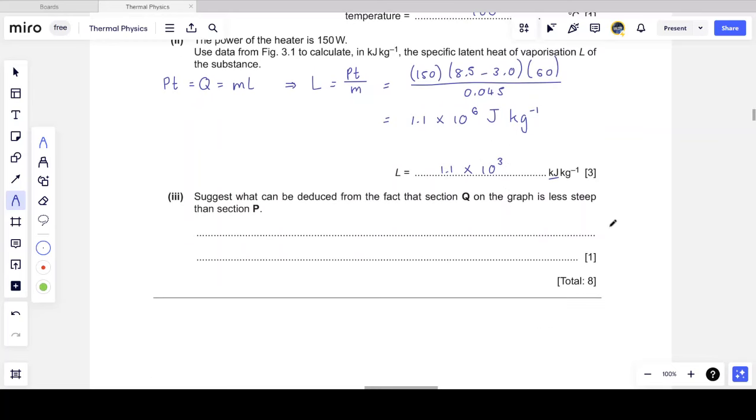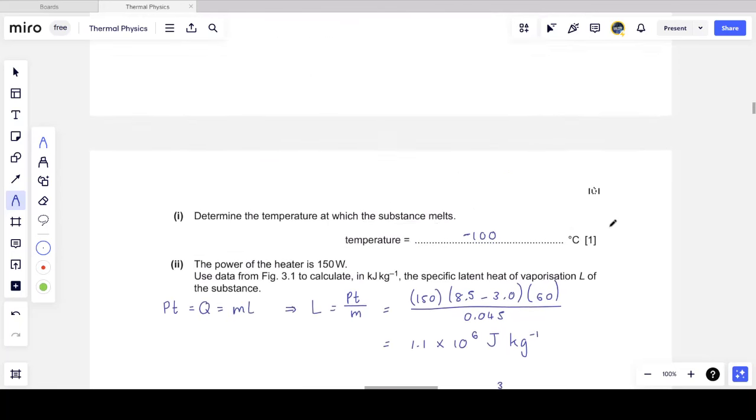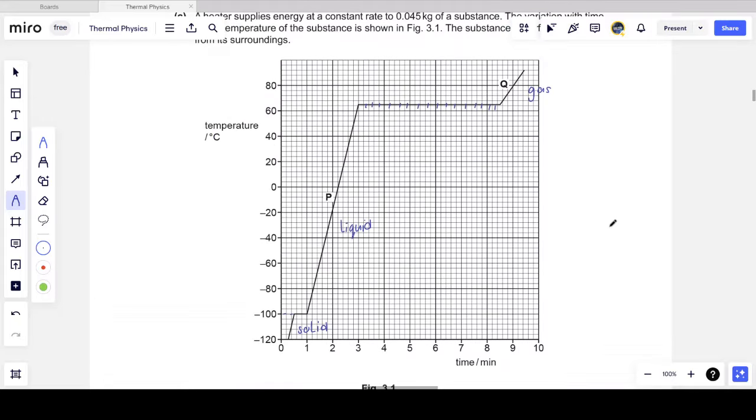Next, they want us to suggest what can be deduced from the fact that section Q on the graph is less steep than section P. So Q is when the substance is in gaseous form, and P is when the substance is in liquid form. What we can see is the gradient for P is much steeper than the gradient for Q. So this means that the temperature of the liquid increases much more rapidly if I'm supplying heat at a constant rate. But the gas takes longer to heat.